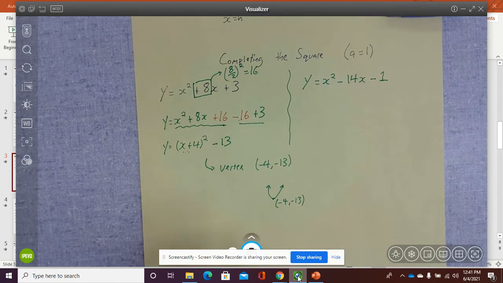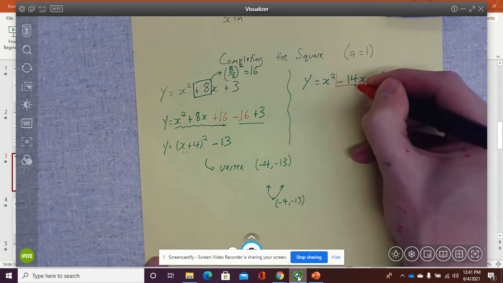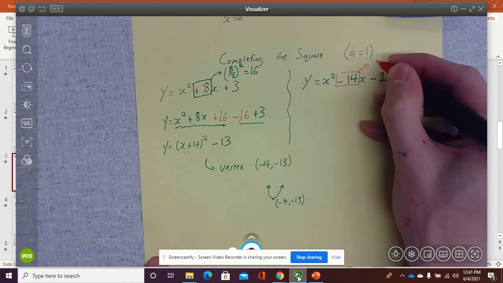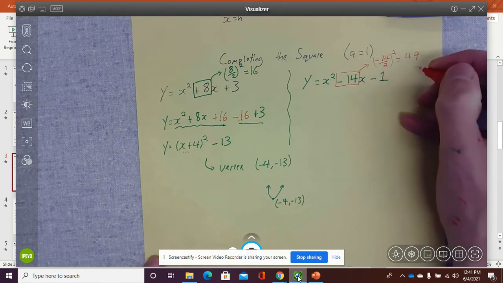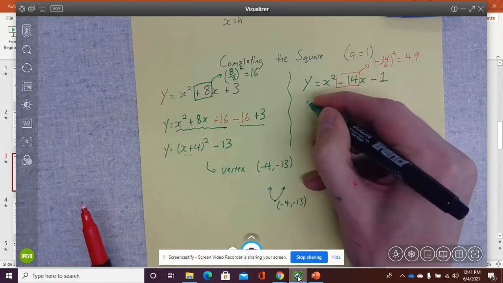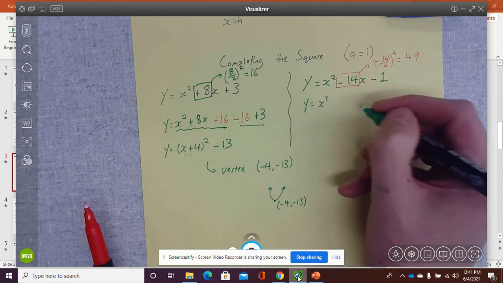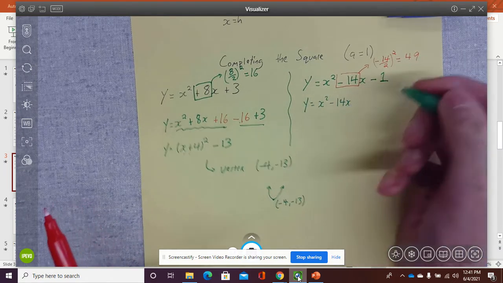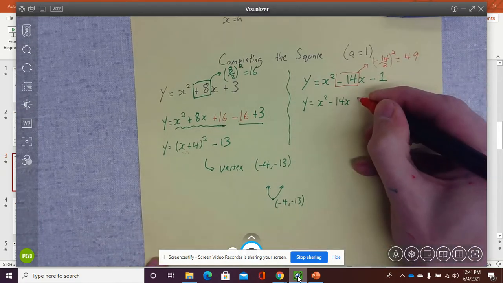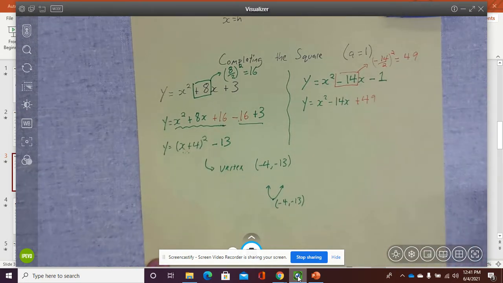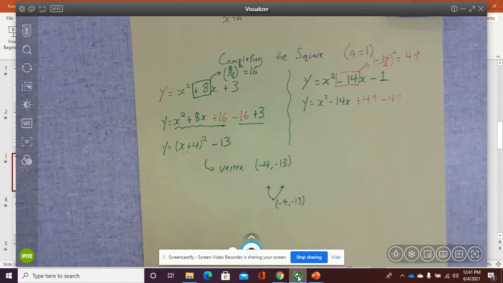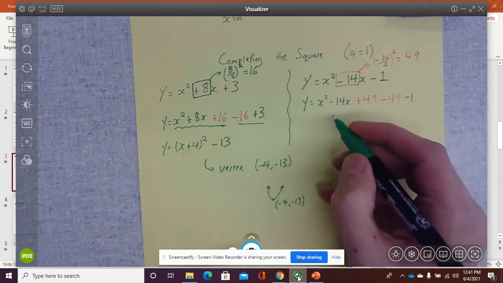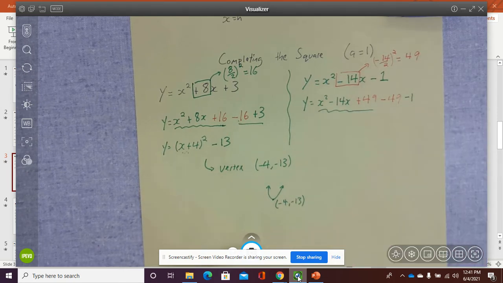Again, I'm going to take that second term, that b value. In this case, I have negative 14, and I'm going to half it and square it. Half of negative 14 is negative 7. Negative 7 squared is 49. So to turn this into a perfect square trinomial, I'm going to write the first two terms down the same, but I want it to be a positive 49. I can't just add a number to an equation, so let's take it away. And then I still have the negative 1. What we're always going to do is factor the first 3.